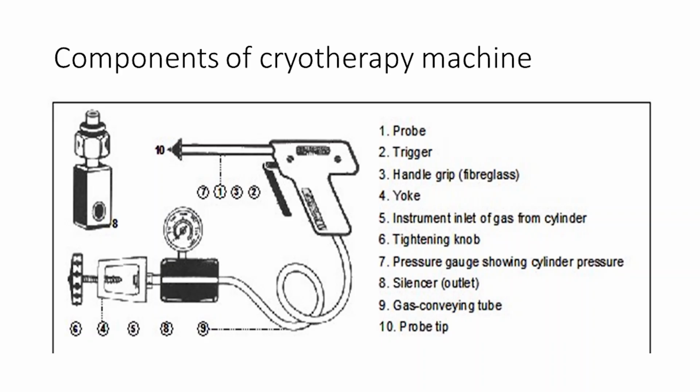These are the components of cryotherapy. The cryo gun is there. There's a probe at the tip of the cryo gun. Then there's a trigger, a handle, a grip, and a yoke. Then it is connected to a gas cylinder. So the gas is forced through that probe. That's the tip, and that tip is placed on the cervix.